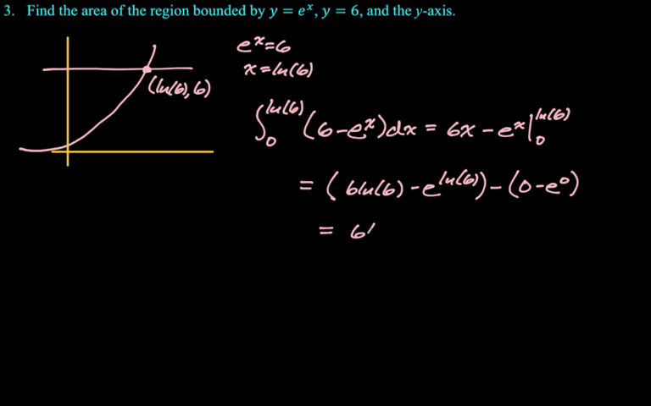So 6 natural log of 6. e to the natural log of 6 is just 6 because e and natural log are inverse functions. And so if you do f of f inverse of blah, you just get blah. So e to the natural log of 6 is 6. And then e to the 0 is 1, but we have minus negative 1. And then collect. So 6 natural log of 6 minus 5. Weird area, but, you know, it's a weird shape.